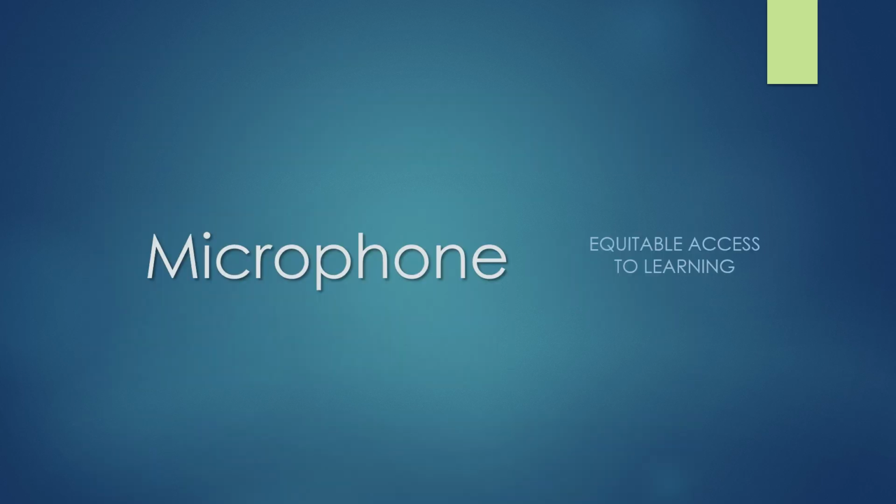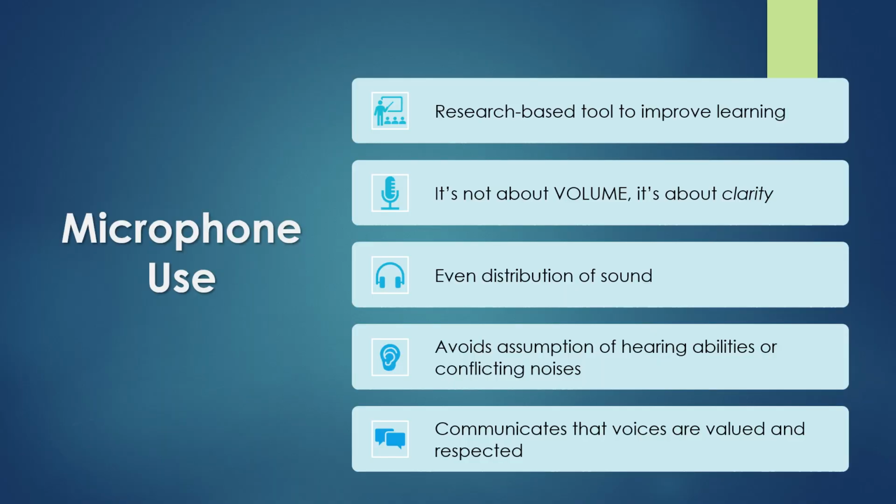Our final strategy seems obvious, but we'd like to share some tips on microphone use. Research shows students' learning improves when educators use microphone systems in the classroom. The microphone provides equitable access to a clear voice and even distribution of sound. The use of a microphone avoids assumptions in the hearing abilities of our students or conflicting ambient noise around the room. When you use a microphone to amplify your voice and student voices, you are communicating that your classroom is a place where voices are valued and respected.